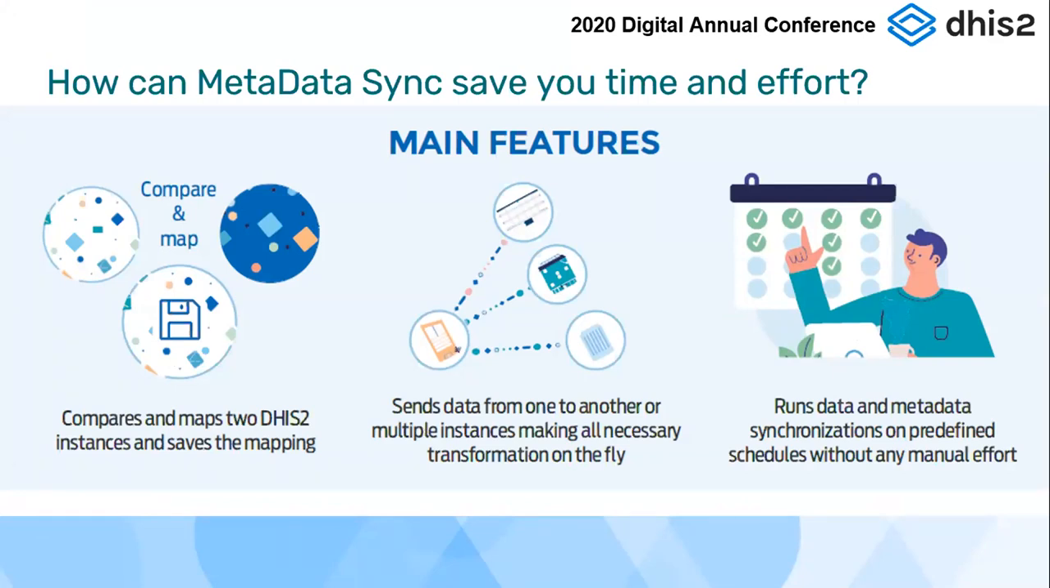remote instance. And what is best, and is my favorite, you can schedule these processes to happen on a regular basis. So if you have to send metadata or data from your development instances to your production instances, or from a national instance to a regional instance, or from a national instance to a global instance, you can schedule this to happen once a week, once a month, twice a week, in whatever frequency you want.